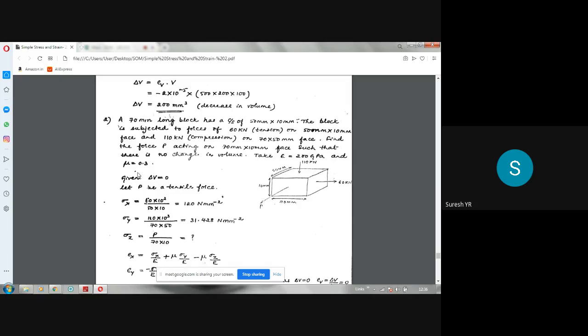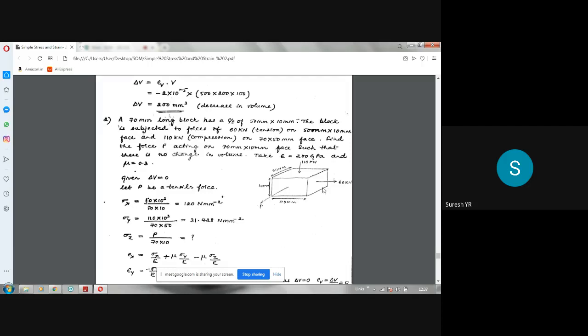Now in this problem, given delta V is 0, let us assume that P is a tensile force, because initially we will not know the nature of that force, whether it is tensile or compression. We will assume it as tensile. If you get a positive value, then P is tensile. If you get a negative value for P, then it is compression. That's all. Now let us calculate the stresses as usual.